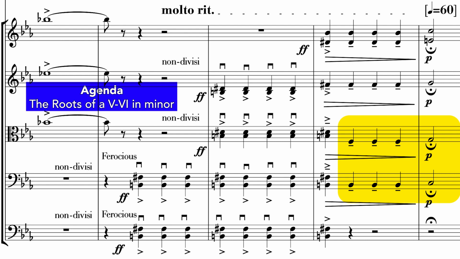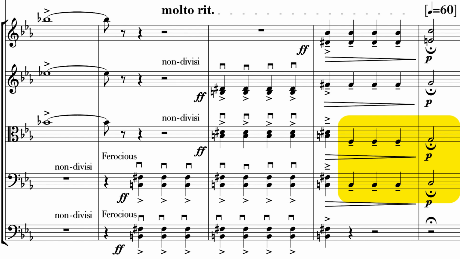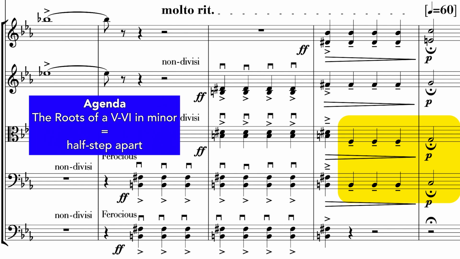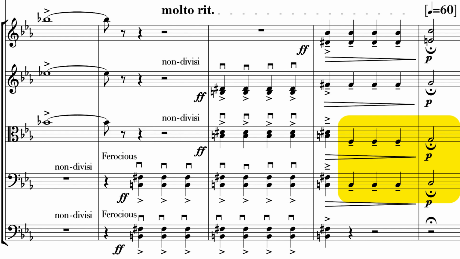But the key to understand is this. We have a half-step relationship, okay? And the 5/6 progression in minor has a half-step relationship between the roots, okay? That is one of the features. Okay, and if you don't believe me, you can just verify. Let me play it again and listen for that half-step relationship.